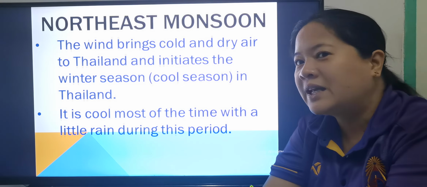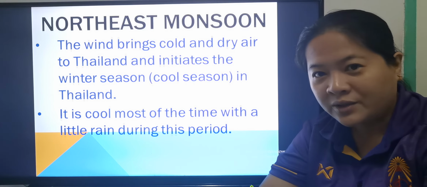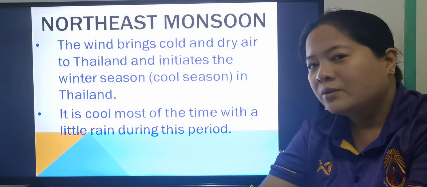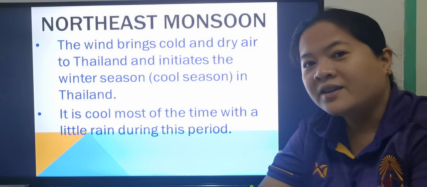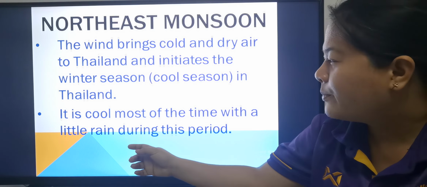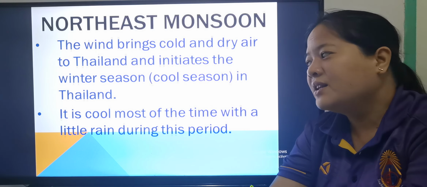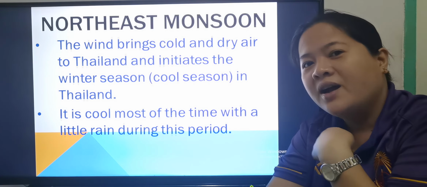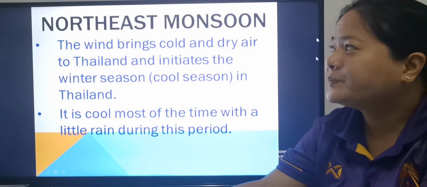Now, the wind brings cold and dry air to Thailand and initiates the winter season, or the cool season, in Thailand. That's why during this time it's mostly cool. As I said, for the past week, we are experiencing the cool season. Cool and dry air is blowing from the north, from the northern hemisphere. And at this time, we experience little rain. There's not much rain during these months from October to February.